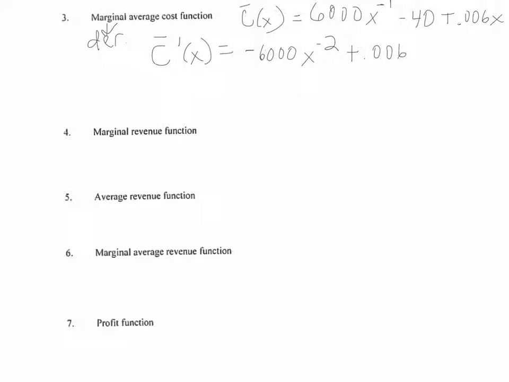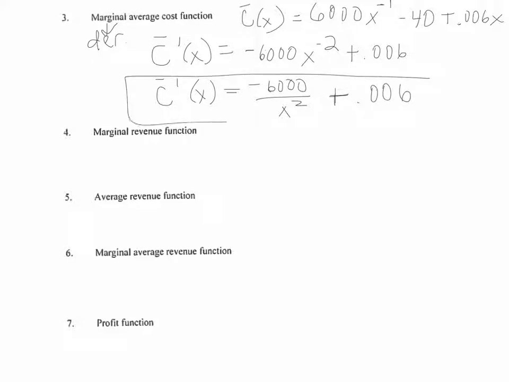0.006. If we write it with a positive exponent, that would be the only other cleanup thing to do, which is negative 6,000 over x squared plus 0.006. This would tell us the rate of change per item for the average cost.